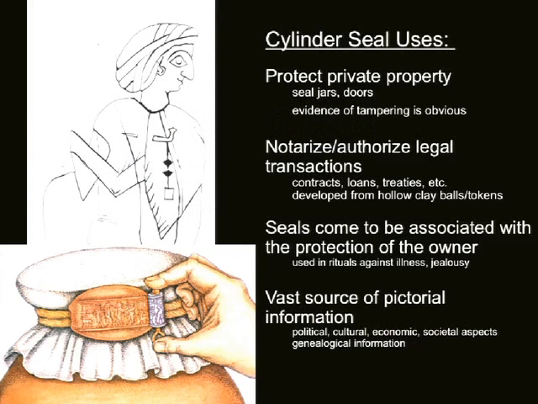We actually see these being worn in depictions of people. This is actually an early dynastic image, but you can see there's a pin holding this gentleman's cloak together, and hanging from it is a beaded chain, and at the bottom of that there's a cylinder seal hanging there. So these are actually associated also with the protection of the owner. They're invoked in rituals against illness, against jealousy, in addition to their sort of everyday use for sealing things, for notarizing documents, treaties, and protecting private property.